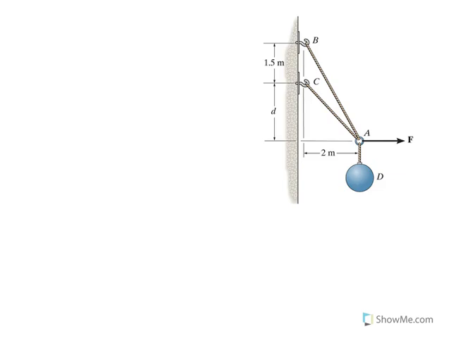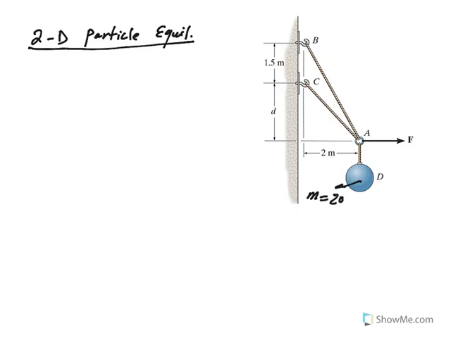Hello everybody, I'm here with a simple example of a 2D particle equilibrium problem. So, two-dimensional particle equilibrium. And here what we're given is that the mass of this ball is equal to 20 kilograms. Remember, that's the mass and not the weight.